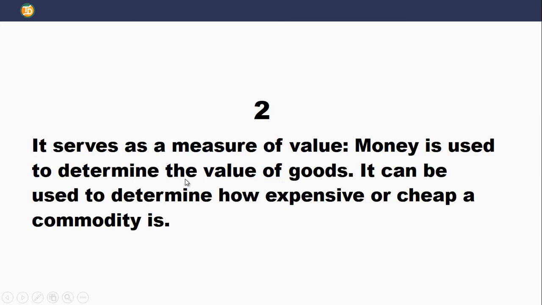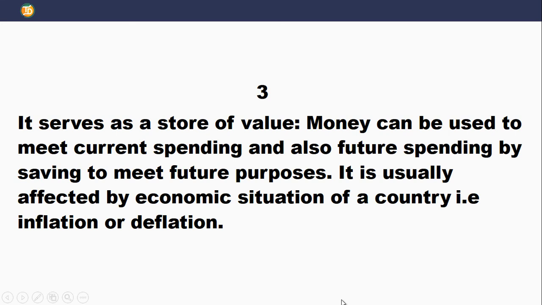Number two is that money serves as a measure of value. Money can be used to determine the value of goods and services. So it enables you to know if a commodity is expensive or cheap. Number three, money serves as a store of value. Money can be used to meet current spending and also saved up for future spending.